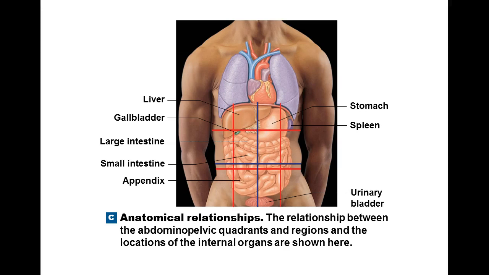You have relationships between the quadrants and the regions, and this particular image is useful because it is probably one of the better ones to look at, because then you see how these abdominal pelvic organs lie within these not only quadrants but also the regions.